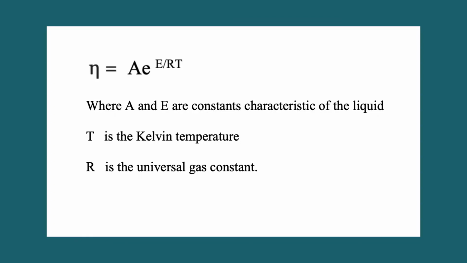When writing the above equation in logarithmic form, the equation changes to log eta equals log A plus E divided by 2.303 RT. This is a straight line equation. So, plotting log eta against 1 by T will give a straight line in most liquids, with slope E divided by 2.303 R.